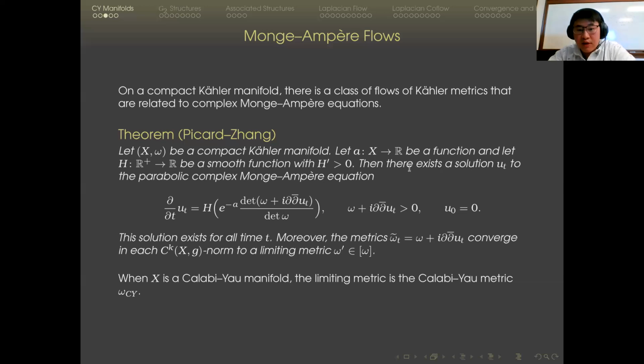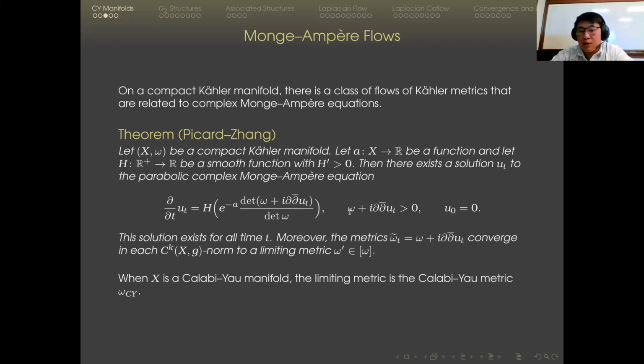It doesn't have to have first Chern class vanishing, but in general this can work. If we have a function going from the manifold to the reals, and a smooth function that is strictly increasing, then we have solutions to this parabolic complex Monge-Ampère equation. So you can see the determinant of omega plus i del del bar u. What this gets is that for all time, we have evolving metrics.